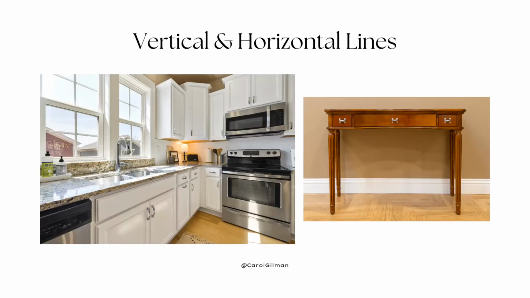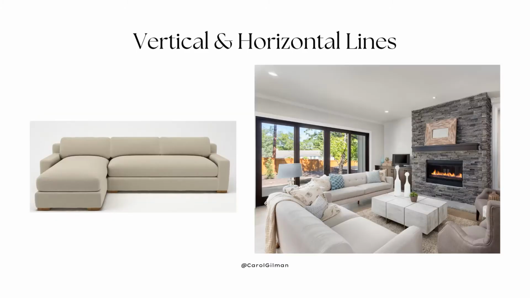And then, taking a look at vertical and horizontal lines in our homes, we could be in a kitchen where the countertop has very horizontal lines, but then some of the cabinetry, or even in this example, the cabinet pulls have very vertical lines. Or even this beautiful console table has both horizontal and vertical lines. And this sofa is very horizontal, very low to the floor and very horizontal.